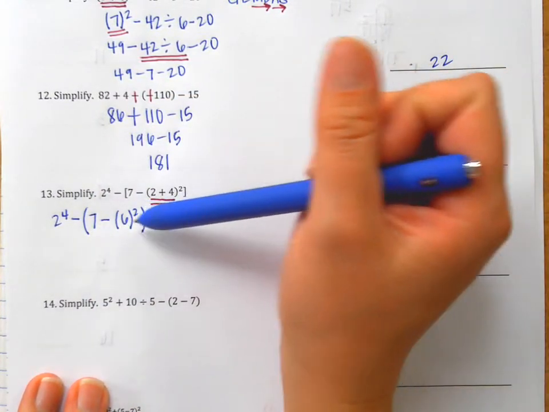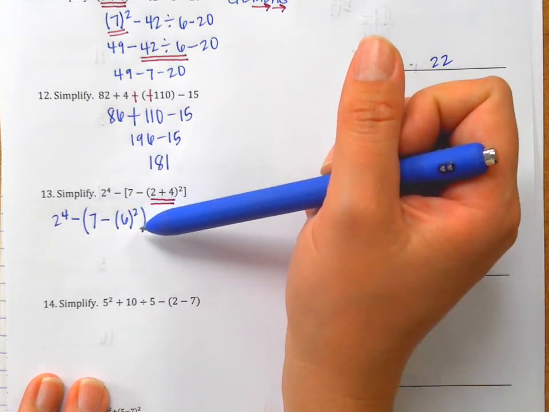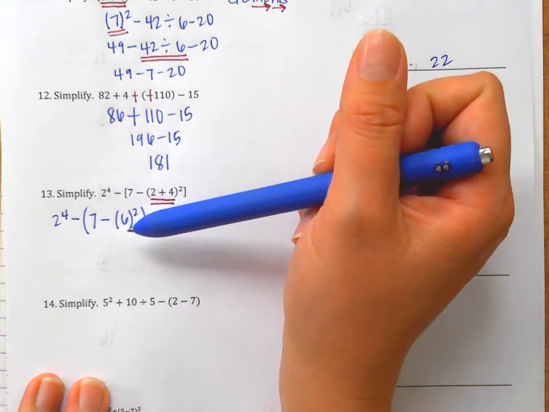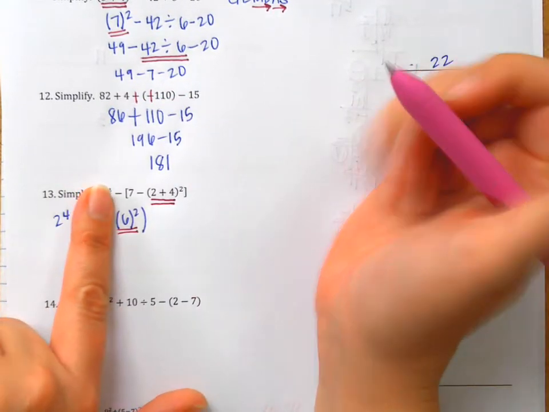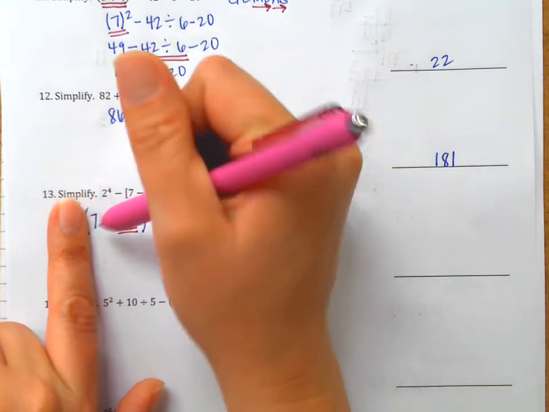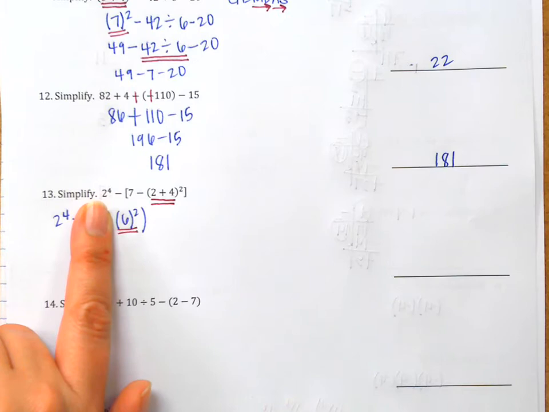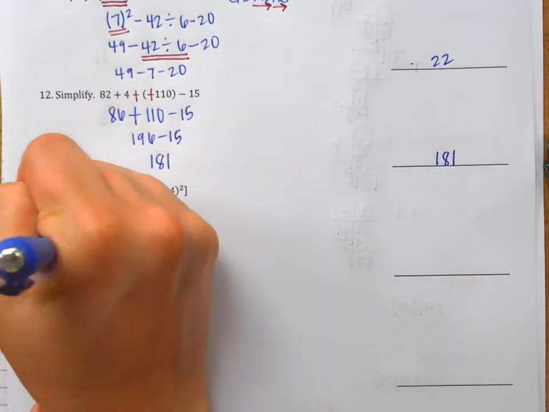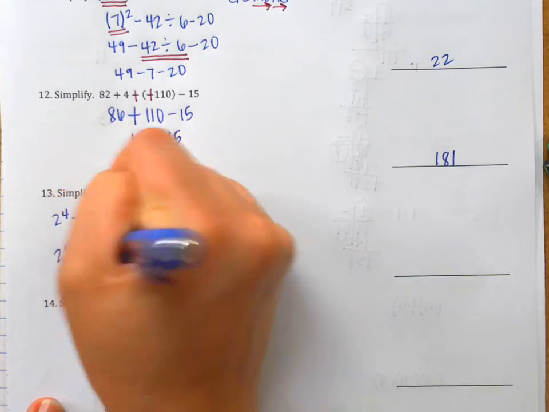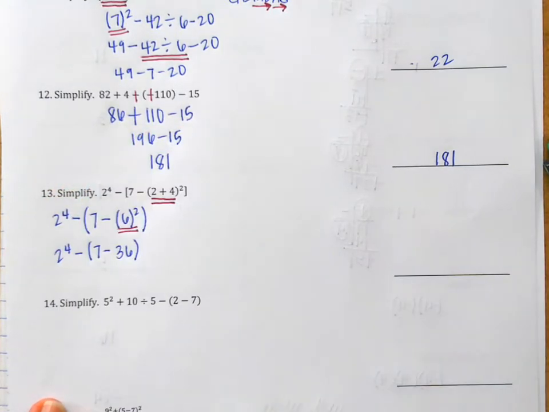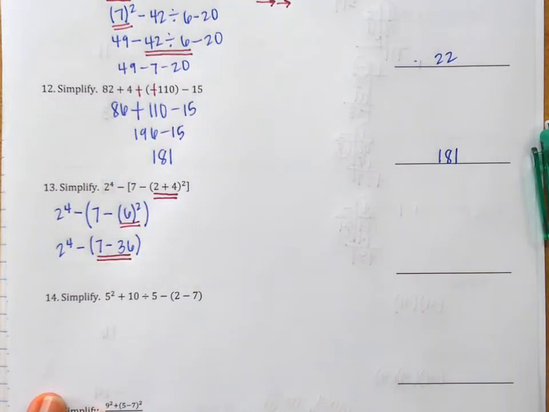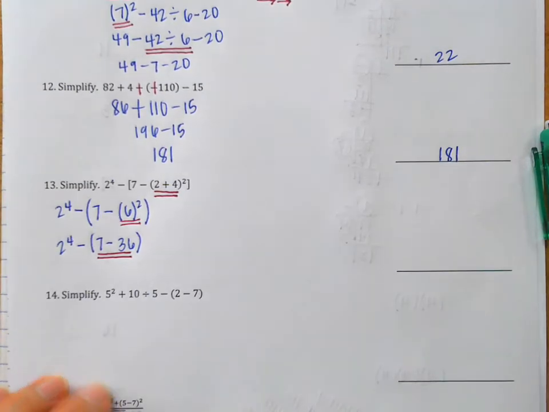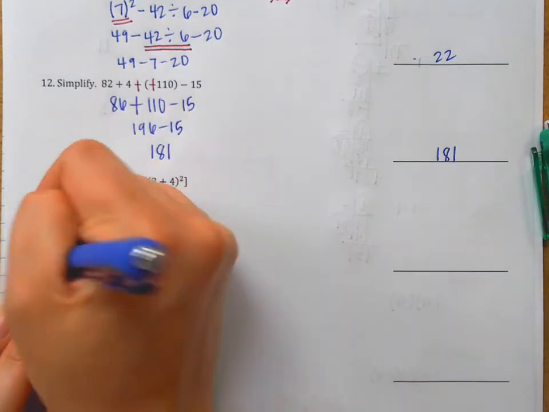Then I look at my grouping symbols, and I need to simplify all of this. Now, I need to still follow order of operations here. So the first thing I would do is simplify my exponents. What's really important here is the 6 is what's being squared, not the minus 6. It's the 6 that's being squared. So that gets me 2 to the 4th minus 7 minus 6 squared, which is 36. Now I can subtract 7 minus 36 to finally simplify this total grouping symbol altogether. 7 minus 36 gets me negative 29.